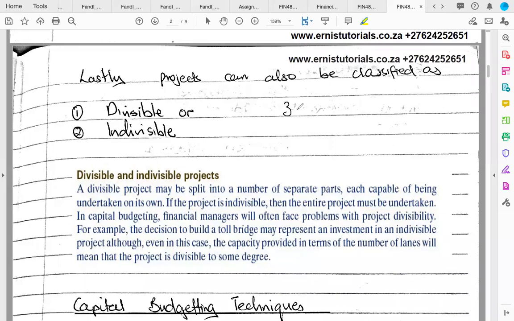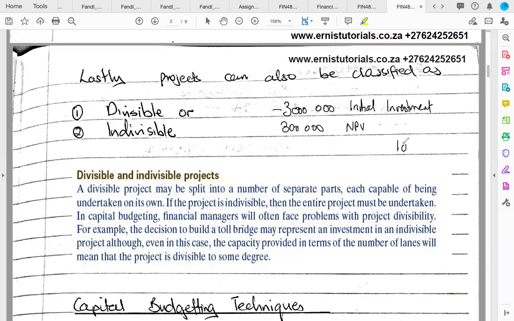Assume that a project has an initial investment of 3 million. Assume that you need to spend 3 million on a particular project. And let's assume that this project can give us a net present value of 300,000, right?